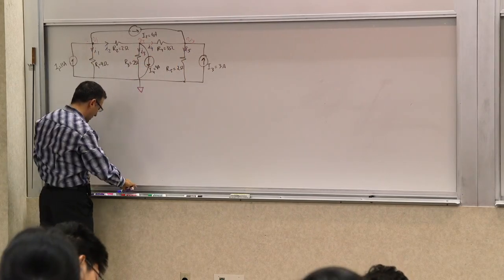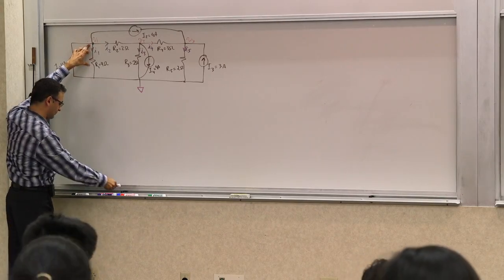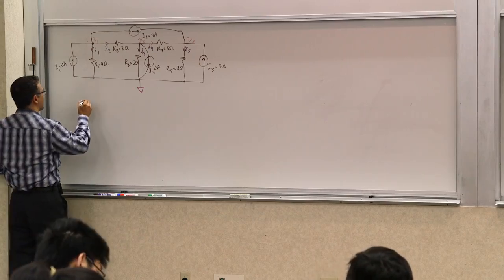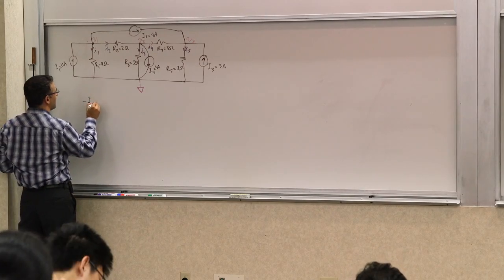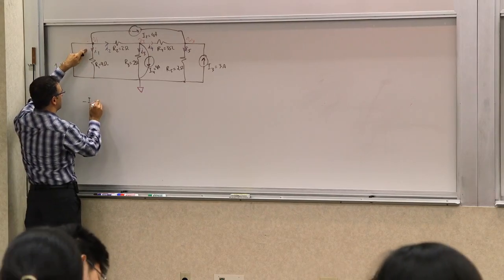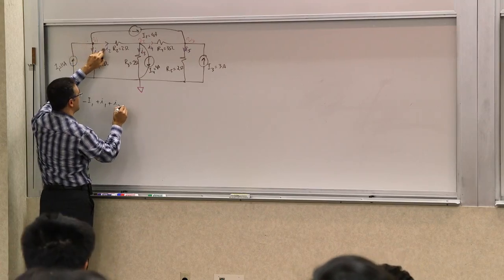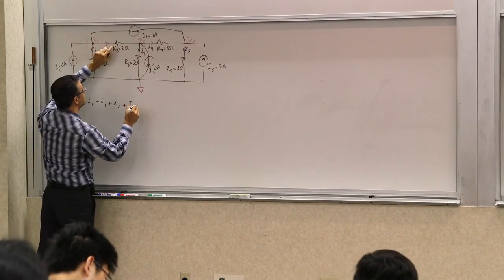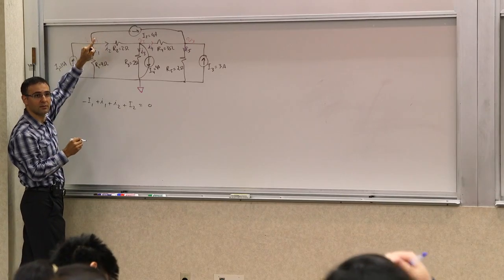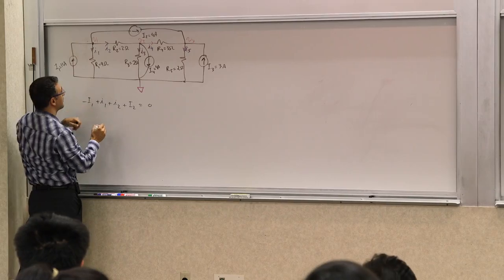V1, V2, V3. So let's write the equations. For this node, what are the currents leaving the node? We have negative I1, right? Because this is being injected into the node, plus lowercase I1, plus lowercase I2, plus capital I2, this current. There are four things connected to it. It's 0. Is everyone happy with it? There are four things connected, and I'm writing those four currents.